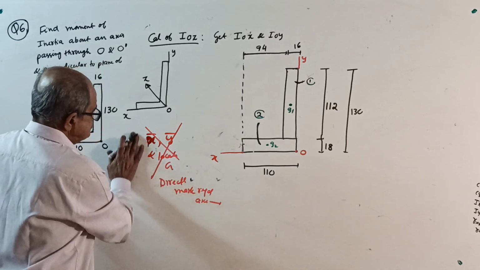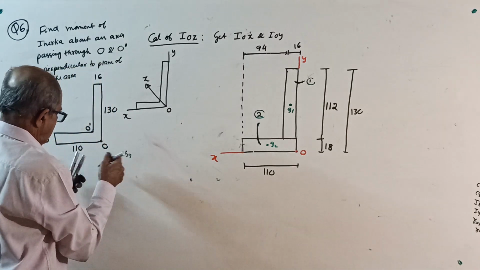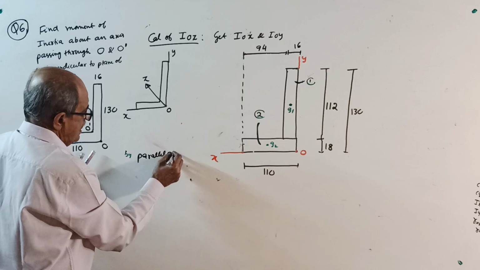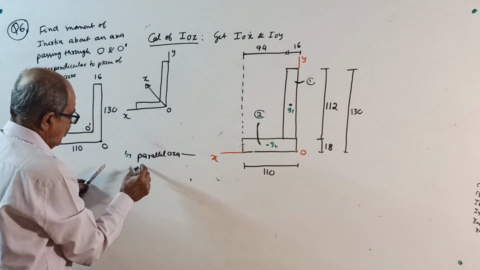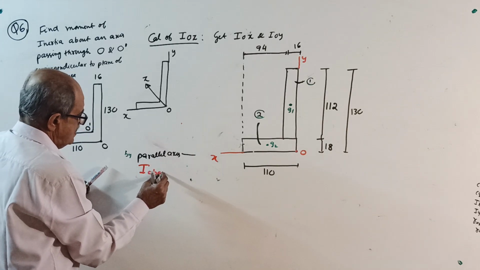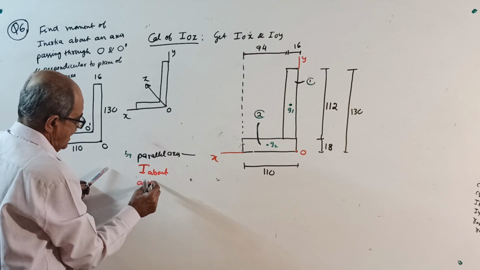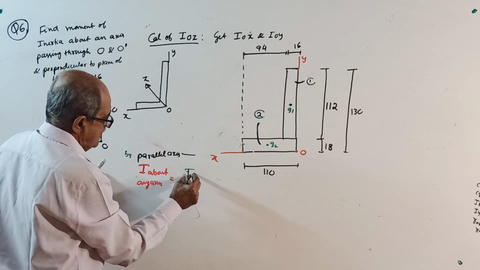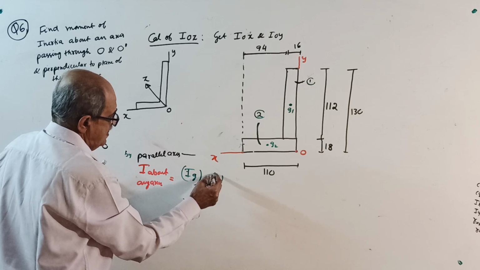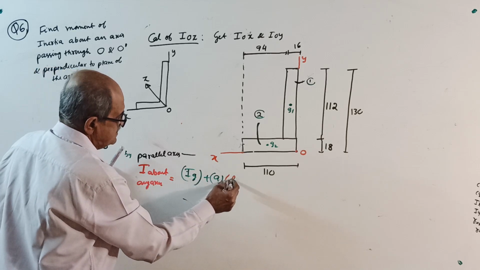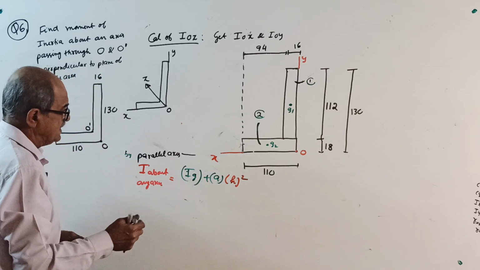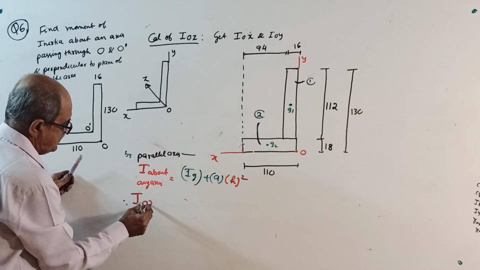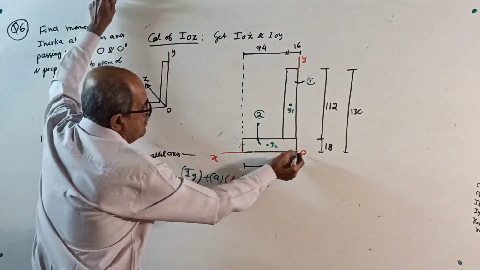See, I write here now, by parallel axis theorem. Parallel axis theorem is actually how many times I have to write: I about any axis equals Ig plus area into h square. If someone asks, sir, it is not clear to me, leave my class, go to some other place where they teach better. Okay, start. Therefore, I about Ox equals, start, I about Ox.